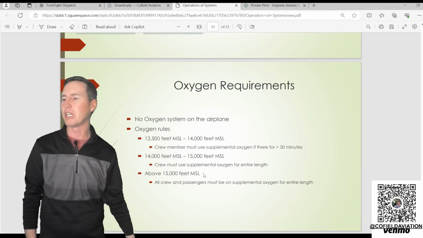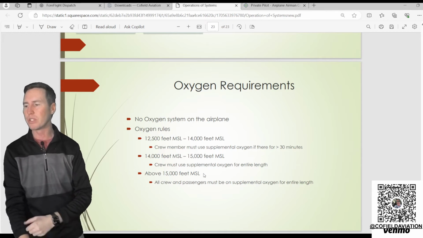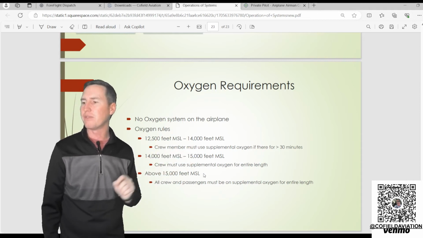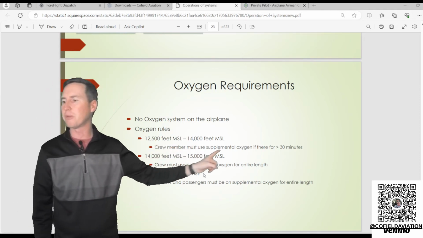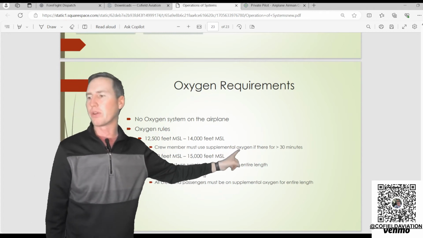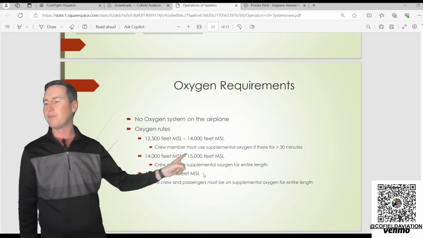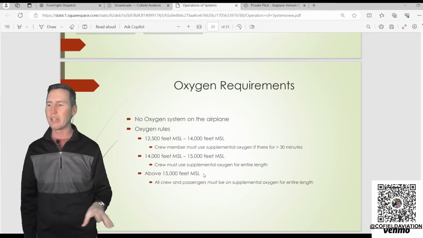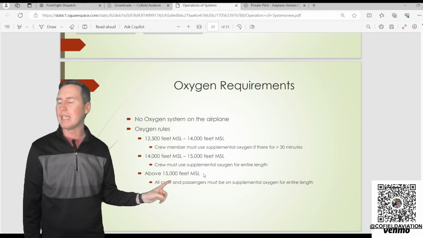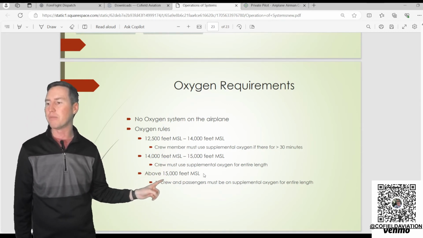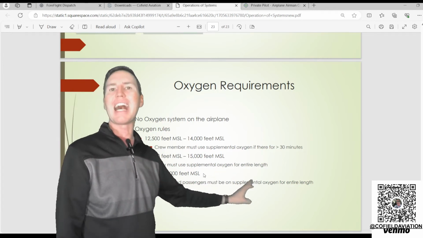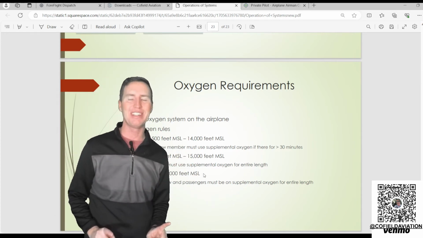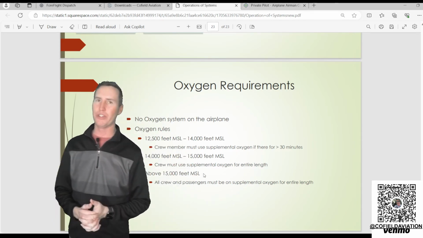There is no oxygen system on the airplane, but I want to show you the rules. Oxygen rules: from 12,500 feet MSL to 14,000 feet, the crew member must use supplemental oxygen if there for greater than 30 minutes. From 14,000 feet to 15,000 feet, the crew must use supplemental oxygen for the entire length of time that you're there. And above 15,000 feet, the crew still has to use oxygen, but passengers must be supplied oxygen. Passengers don't have to use oxygen, they just have to have access to oxygen, okay?